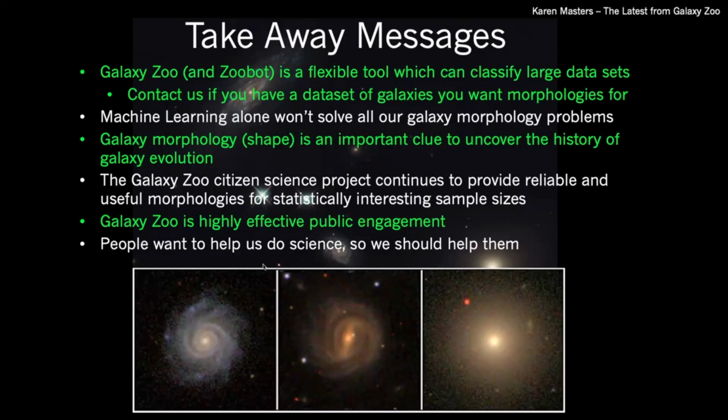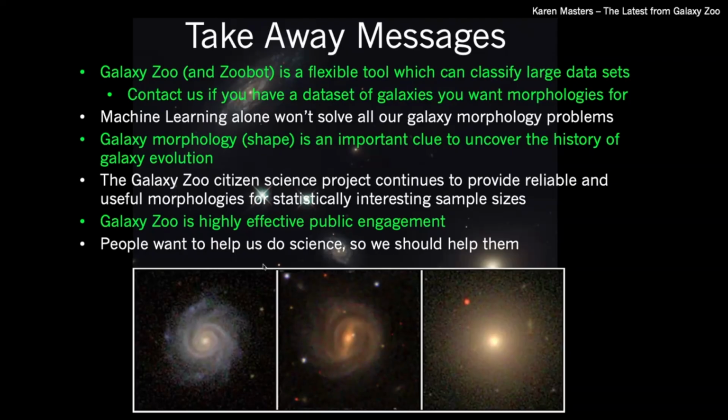I hope I was able to argue that machine learning alone won't solve all our galaxy morphology problems, although it does help a lot. I didn't lean into this too much, but the motivation for Galaxies is that galaxy morphology is an important clue, which will help us uncover the history of galaxy evolution, and we use it in all these papers, and it's really complementary to other measures that we have of galaxies. The Galaxies project is continuing to provide reliable and useful morphologies for statistically interesting samples, so we can keep doing science with it. And it is also effective public engagement.